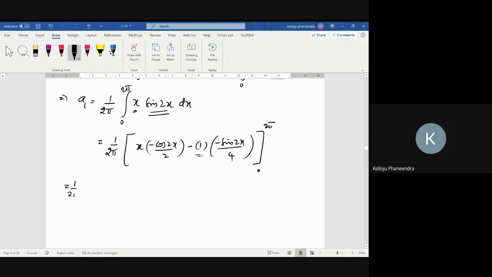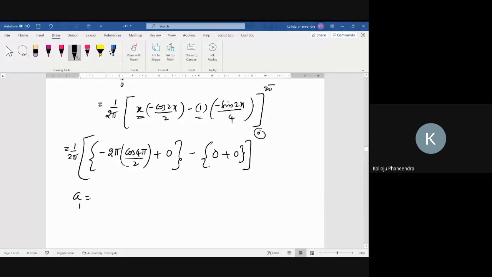Now 1 by 2 pi, limit substitution. First upper limit, I will write minus here, in place of x 2 pi. This is cos 4 pi by 2, minus into minus plus sine 4 pi. A1 value, 2 gets cancelled. So cos 4 pi value is 1. So minus pi you will get. So minus 1 by 2 you will get. A1 value is minus 1 by 2. This is separate. Now, Bn value.